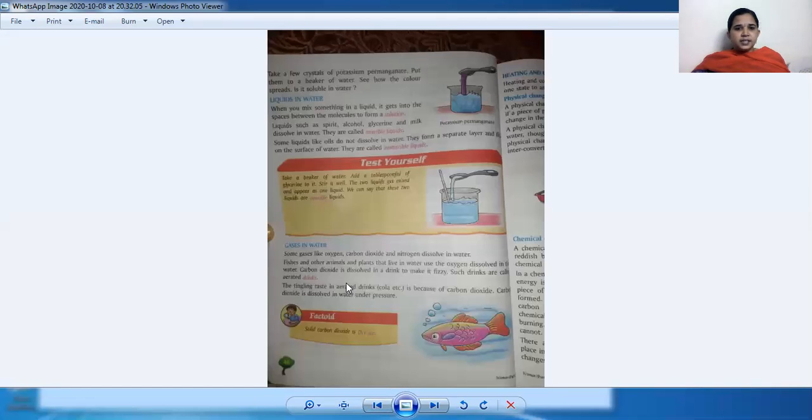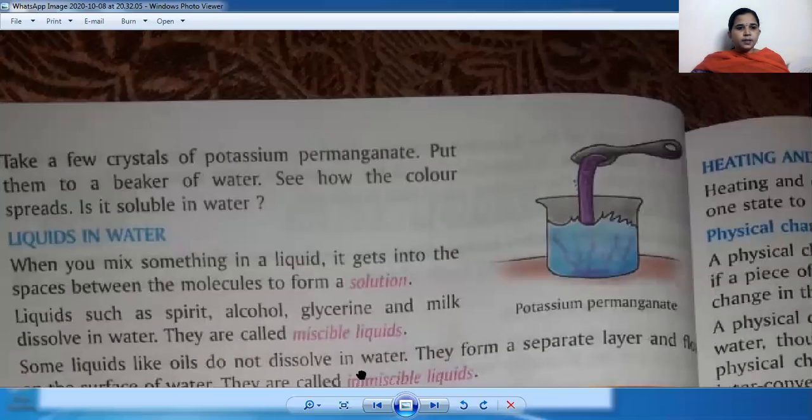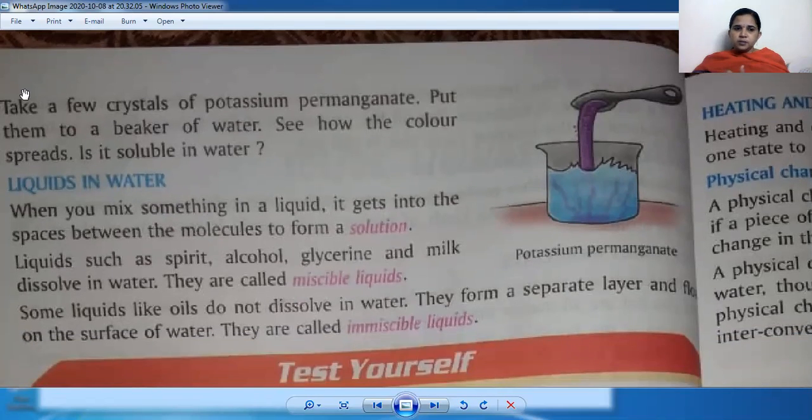Now let us see. Take a few crystals of potassium permanganate, put them in a beaker of water, and see how the color spreads. It is soluble in water. This experiment we had in our fourth class also. So take a few crystals of potassium permanganate, and when you put that potassium permanganate, see in this picture, the color of the water will change. Put them in a beaker of water and see how the color spreads. So by seeing that, we can say that the molecules are present in that.